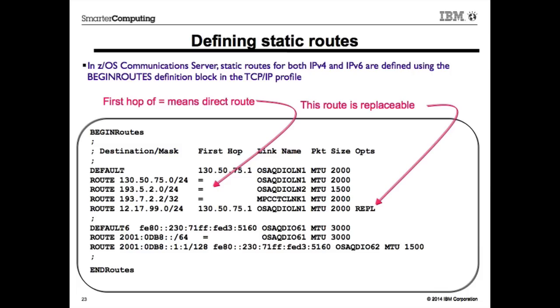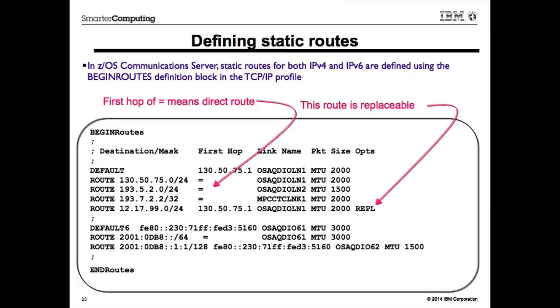Slide 23 shows how static routes are defined in the TCP/IP profile. We use what's called the BEGINROUTES block. It starts with BEGINROUTES, ends with ENDROUTES, and there are routes in between. You have a ROUTE statement to define each route. I think I might have a mistake here. I think the default routes need to be ROUTE DEFAULT. I don't remember if the ROUTE keyword is required on default routes or not.